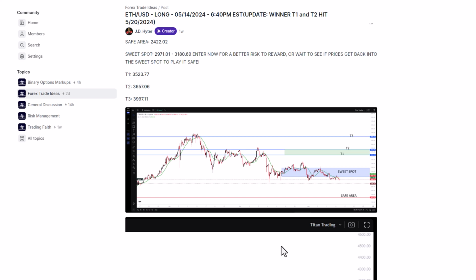I got another setup I've been working on too. I think I'm going to call it the golden ratio trade. It's going to blow minds in the binary options market. Now, that's going to be in the course.